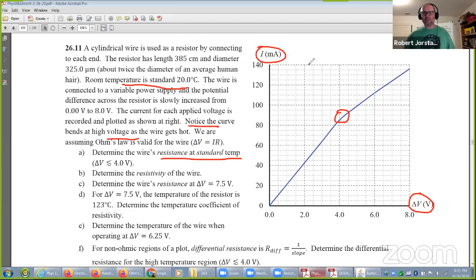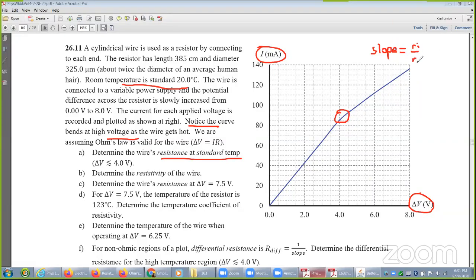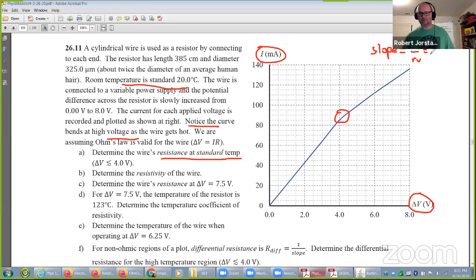Now I'm just going to do a quick unit check on this right now, everybody. In this case, let's see. What would the slope be? Give me the units of slope here. It's going to be rise over run, amps over volts. So what is that? Milliamps over volts. Let's go take a look.